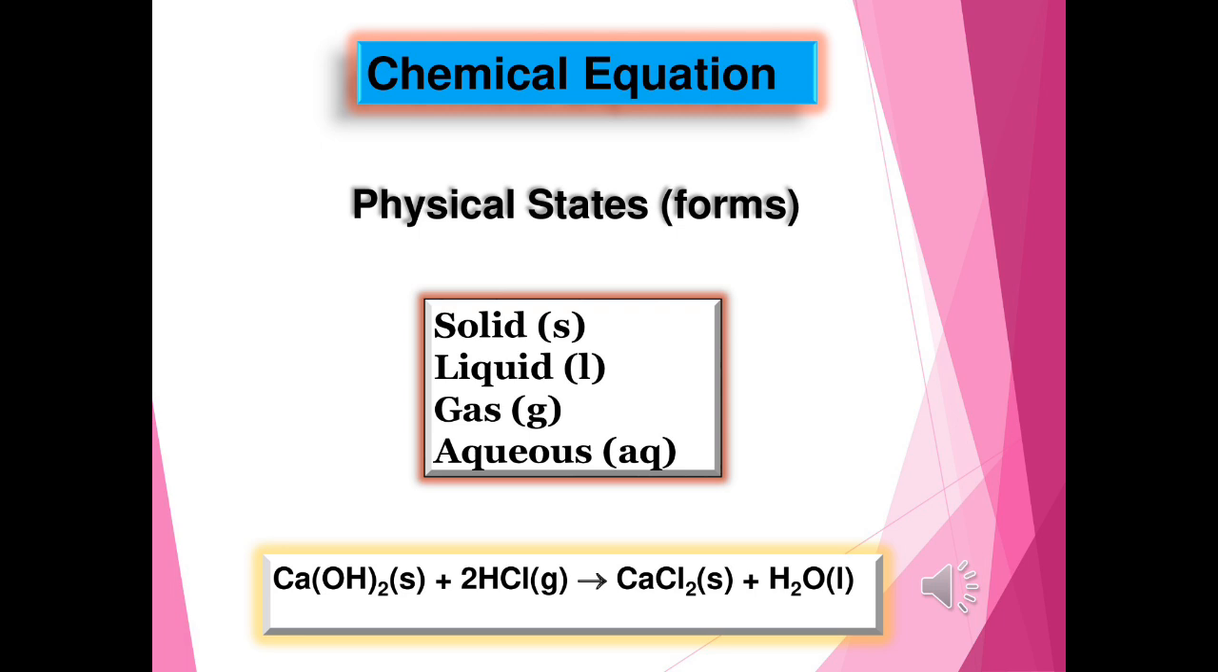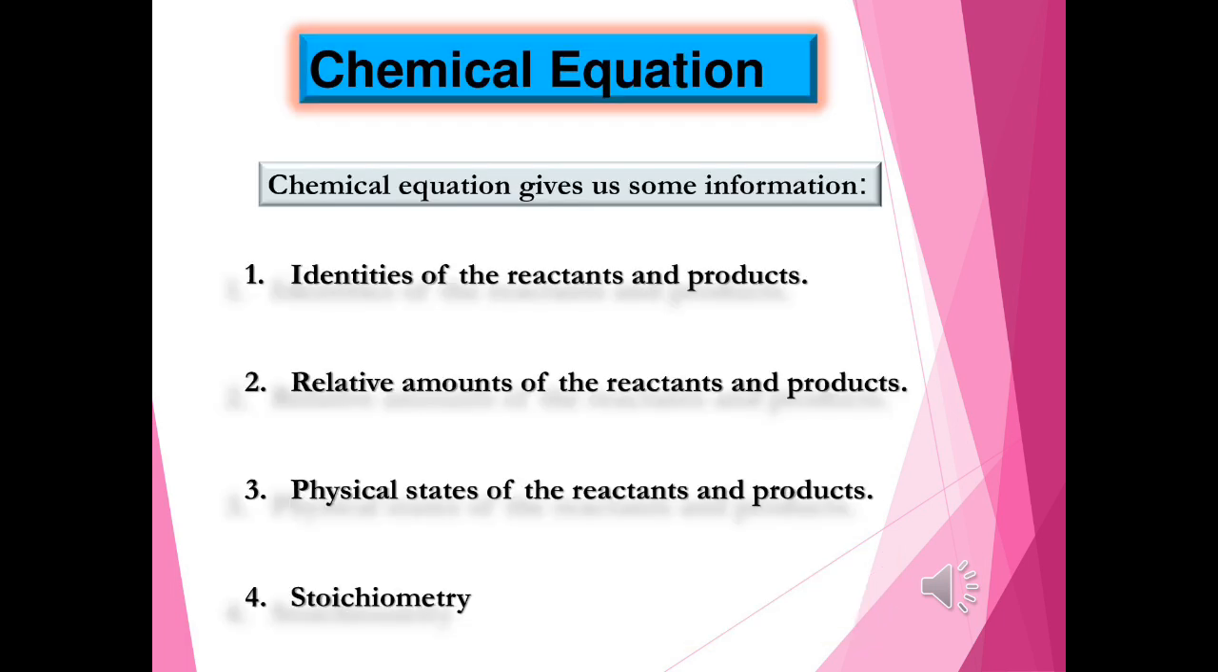A chemical equation gives information about the state, physical state or form: solid, liquid, gas, aqueous. Here Ca(OH)2 is in solid state, 2HCl is in gaseous state, calcium chloride CaCl2 is in solid state, and water is in liquid state.